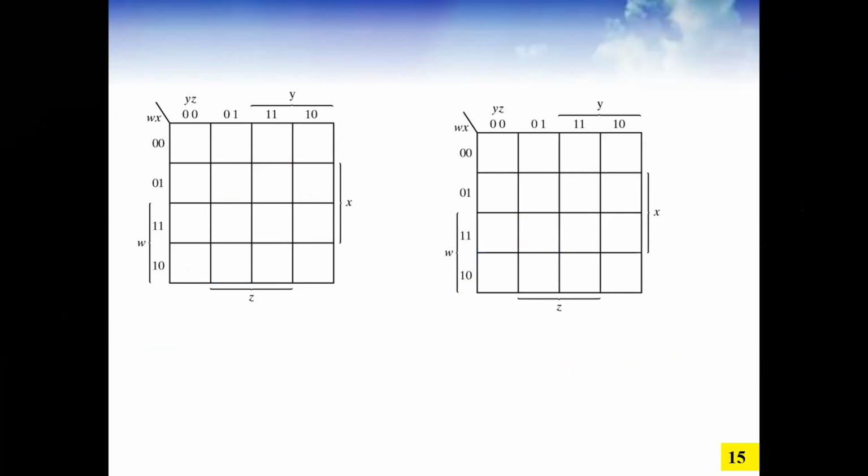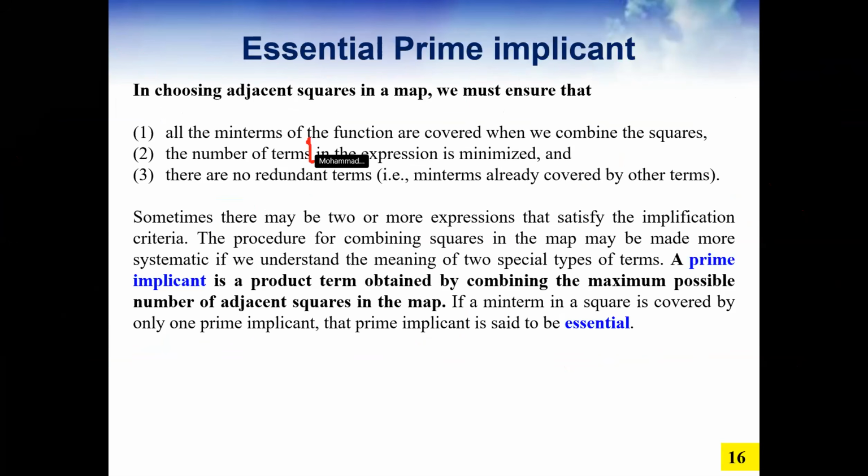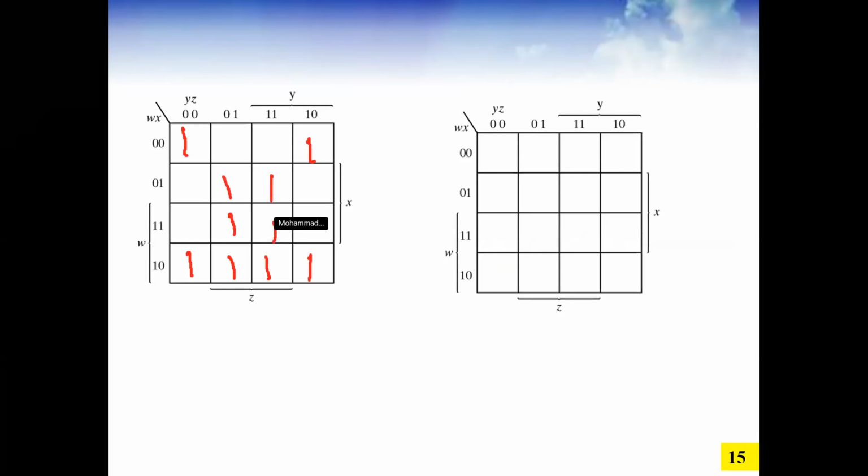Okay, so this is like that. For example, if you have these and these entries, girls, what is the question again? Solve this function and find the essential prime implicants. So you will solve it first. Hope it is easy for you to combine and make the groups as I explained to you already.